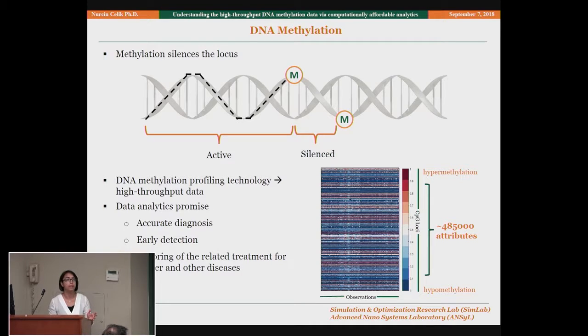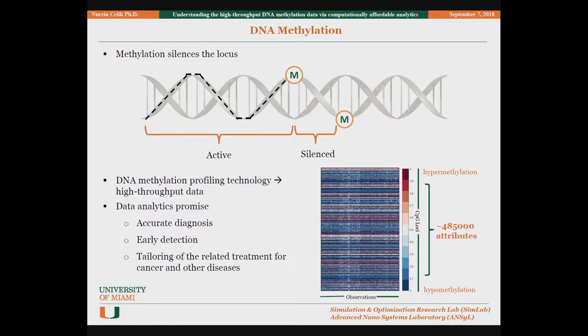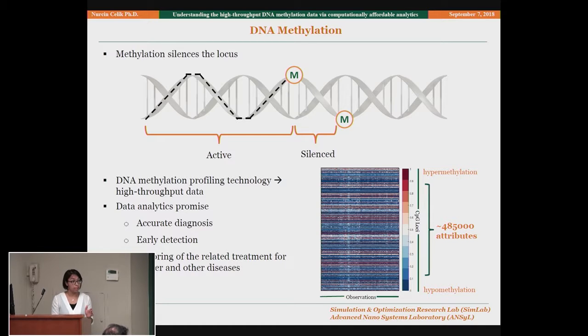We are dealing with very big data sets, as well as high throughput data. Just to give you an idea, the data set that we are dealing with has 485,000 attributes alone, and this is just one data set. In order to address this larger problem of how to handle high throughput data in the DNA methylation profiling technology, we are going back and forth about different DNA data analytic techniques so that we can come up with better accuracies without losing from the speed or the computational savings.